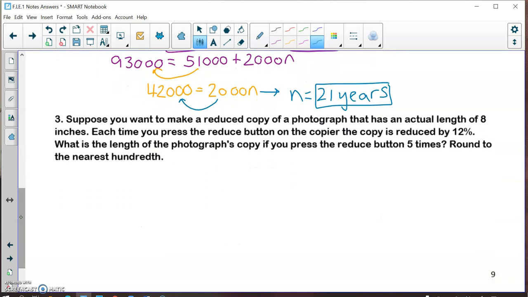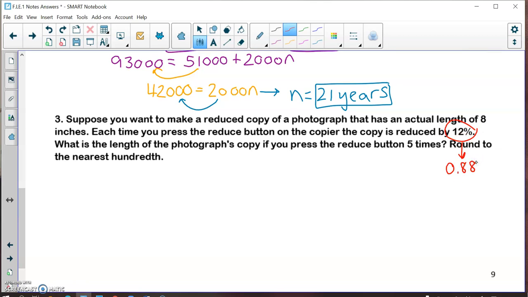All right. Suppose you want to make a reduced copy of a photograph that has an actual length of 8 inches. Each time we press the reduce button, the copy is reduced by 12%. What is the length of the photograph copy if you press the reduce button 5 times? Remember, this means that we're multiplying by 0.88.